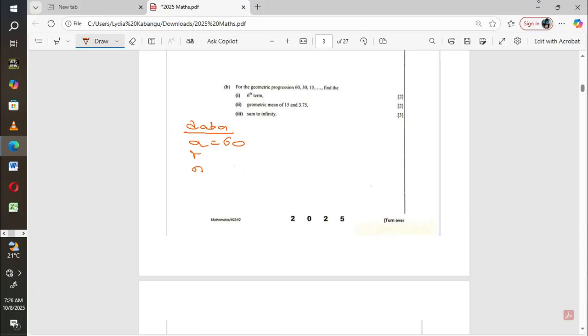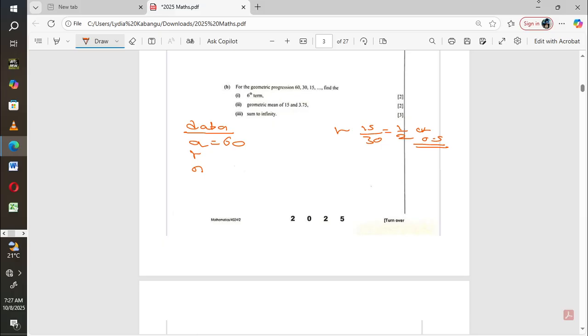The common ratio R, we don't know it, so R is calculated as this value divided by 60 because it's going in the reverse direction. So 30 has to be divided by 60, or 15 divided by 30. We're going to have half, which is 1 over 2, or 0.5. You can write this, or you can write this.